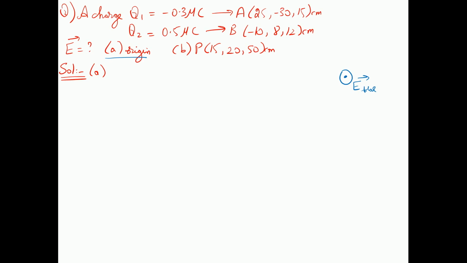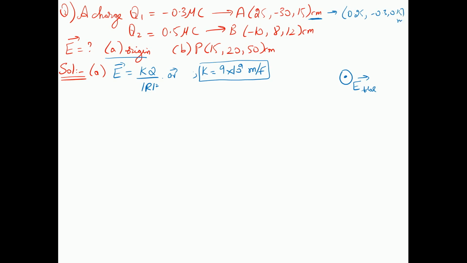So the first point is located at A, but this is in centimeter and we want to convert this into meters. So the point A is written in meters form. Why are we writing this? Because in the generic equation of the electric field, we get the value of KQ divided by absolute R square into unit vector A of R, and here the value of K is 9 into 10 raised to power 9 meter per farad. So in order to have the same units, we are converting this centimeter into meter. So the value of A comes out to be 0.25 meter, minus 0.3 and 0.15. So this is in meter.